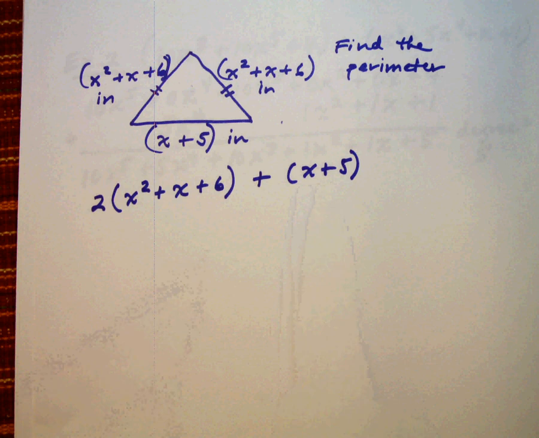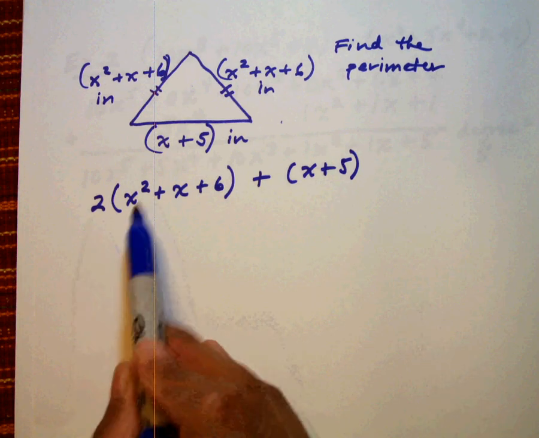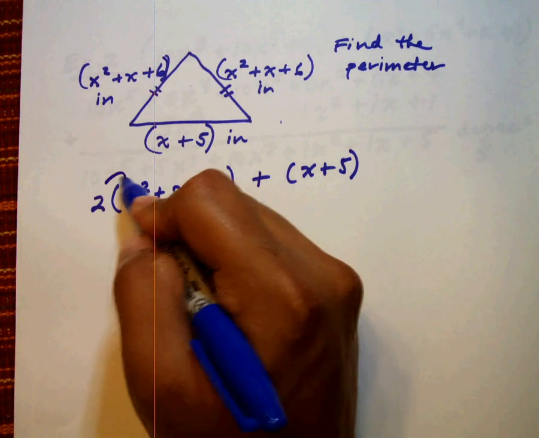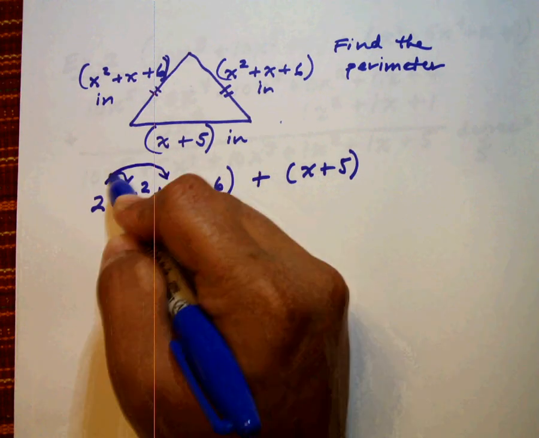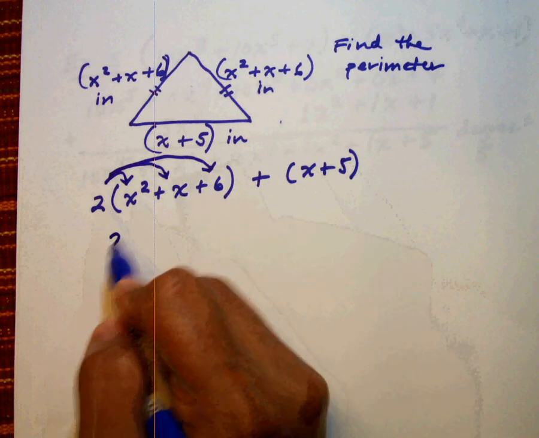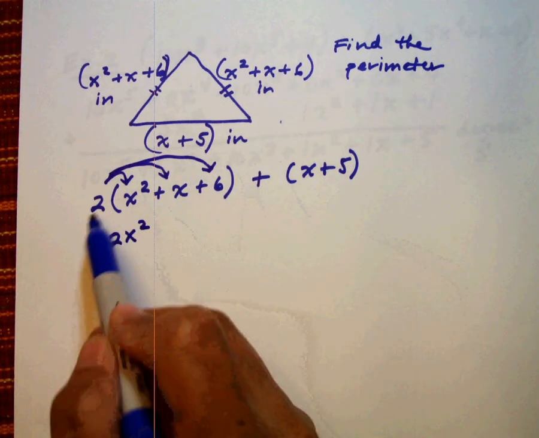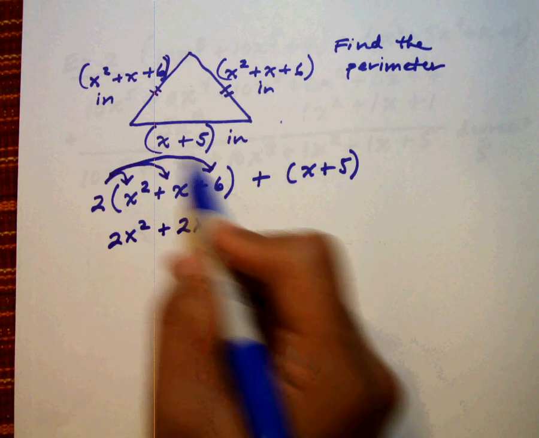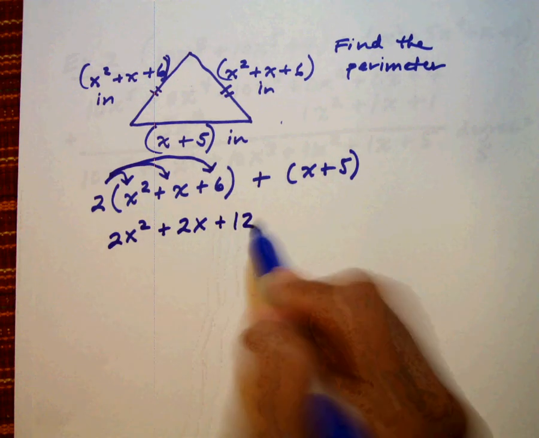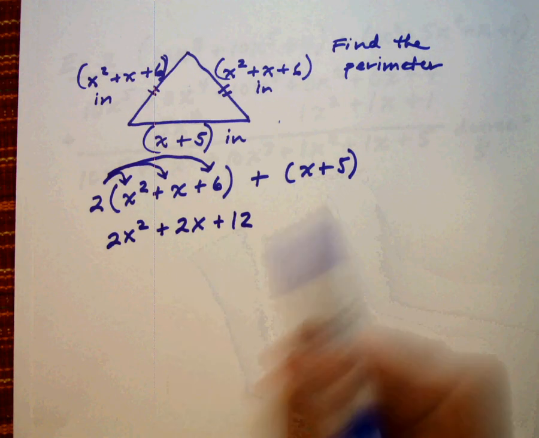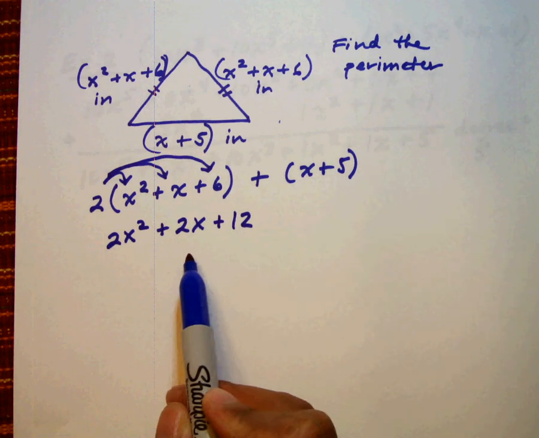Now, since I have 2 of these x squared plus x plus 6, this looks like the distributive property. So I can distribute the 2 to every term inside. 2 times x squared is 2x squared. 2 times x is plus 2x. 2 times 6 is 12. Now the x plus 5, I just put it where it belongs for like terms. x goes underneath x, and 5 goes underneath 12.